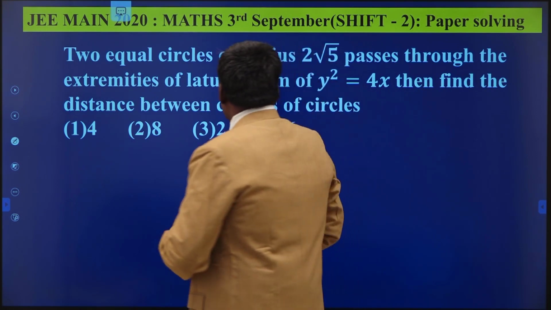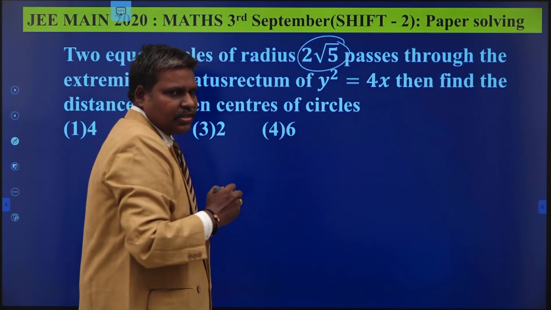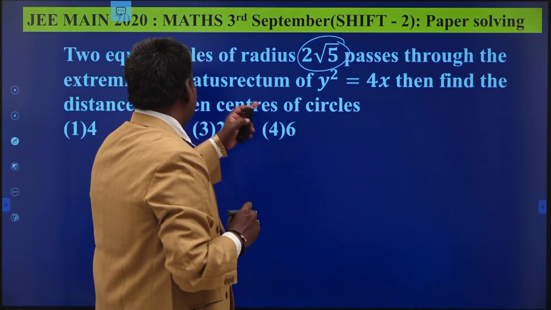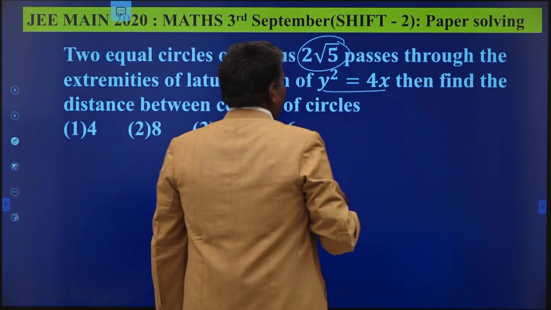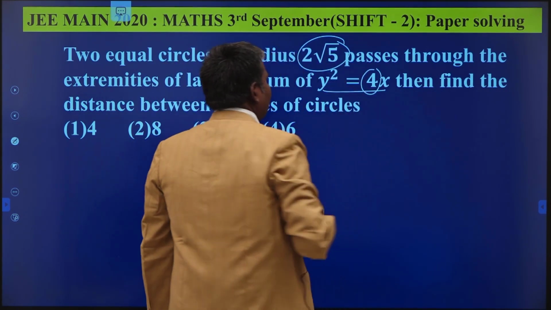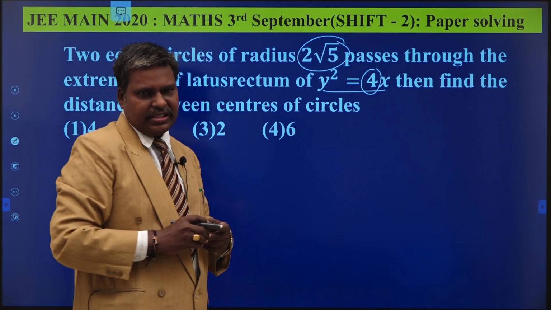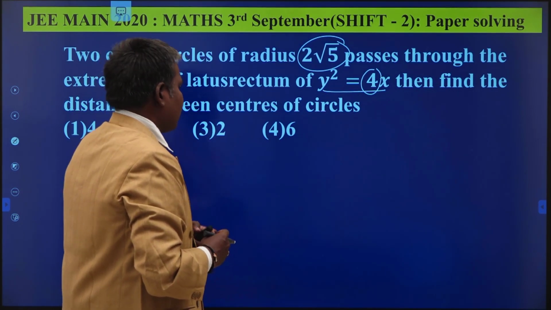Two equal circles of radius 2 root 5. What is the radius of both circles? 2 root 5. Passing through extremities of latus rectum of y square is equal to 4x. What is the length of latus rectum? 4. Then find the distance between the centers of the two circles.